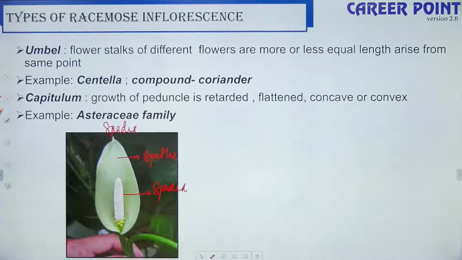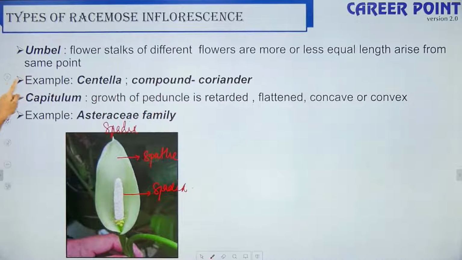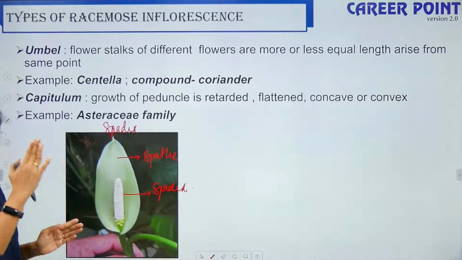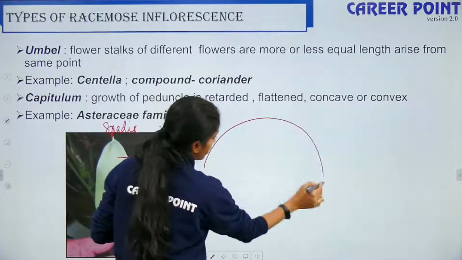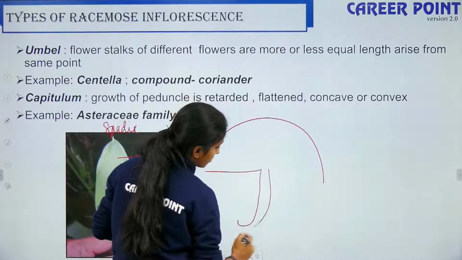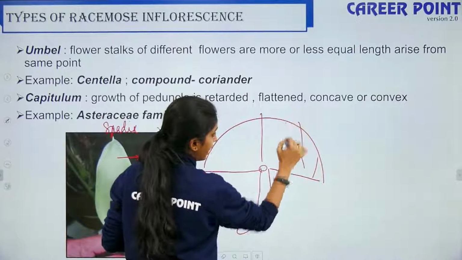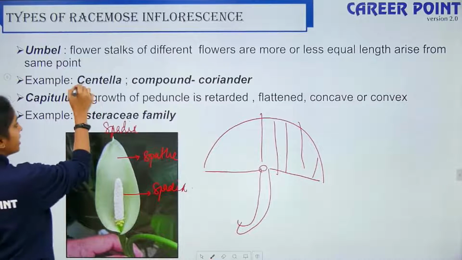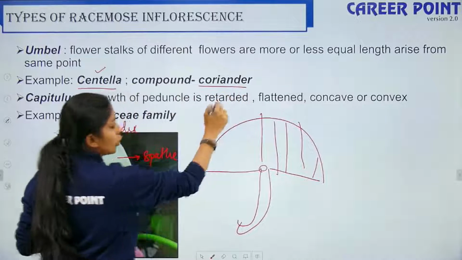Okay, so moving forward to umbel, the flower stalks of different flowers are more or less of equal length and arise from the same point. The stalks of the flowers arise from the same point. So that is umbel. It is umbrella shaped. It arises at the same point but the length can differ like this. So this is your umbel. The example is Centella. Then you have compound umbel, and that example is coriander.